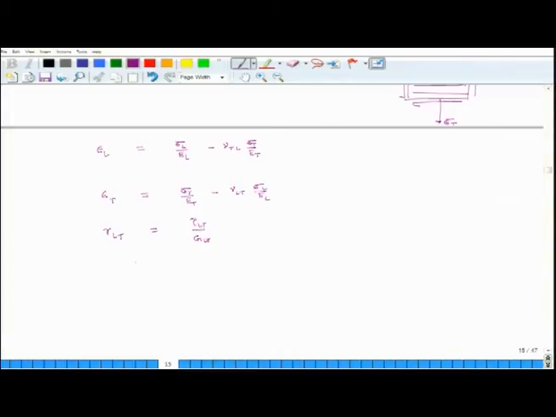So, we can write this also in a matrix form: epsilon L, epsilon T, gamma LT equals, so on this side I will have vectors sigma L, sigma T, tau LT, and here I have 1 over EL, minus nu TL by ET, 0; minus nu LT by EL, 1 over ET, 0; 0, 0, 1 over GLT. So, this is the situation.